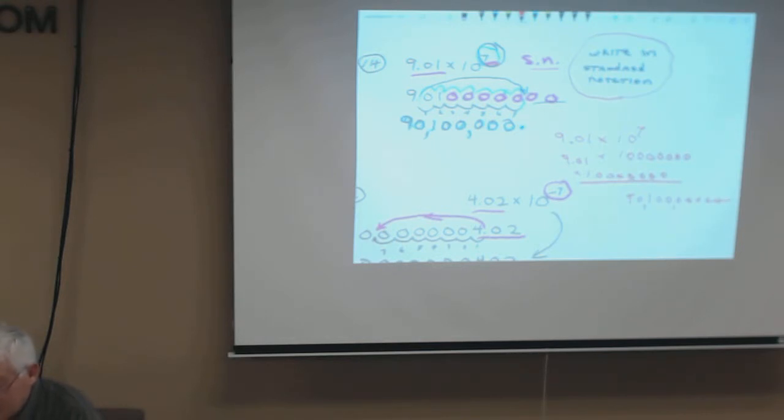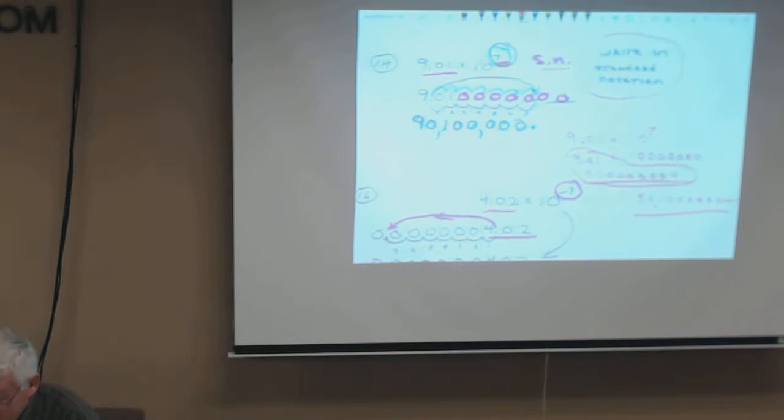But this is how you can do it the long way. To just take 10 to the 7th and take that times 9.01. And then there's your answer. However you get there, just figure out a way that makes sense to you.